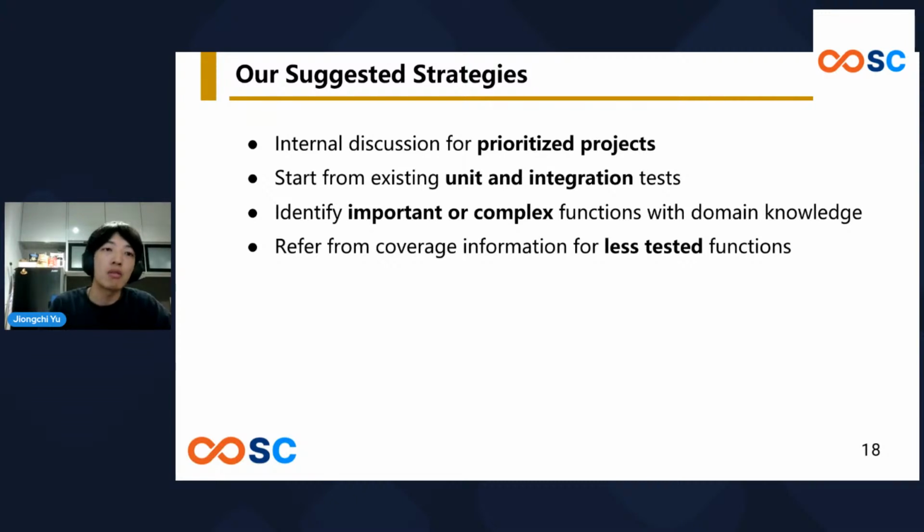After that, we should identify the importance and complexity of the functions with domain knowledge, which here we brought from Tails to guide us in prioritizing the functions to develop. And after that, we can refer to the coverage information for less tested functions. The hotspots and missing tested functions can be visualized from the existing OSS-Fuzz-Gen functionalities, which I will introduce next.